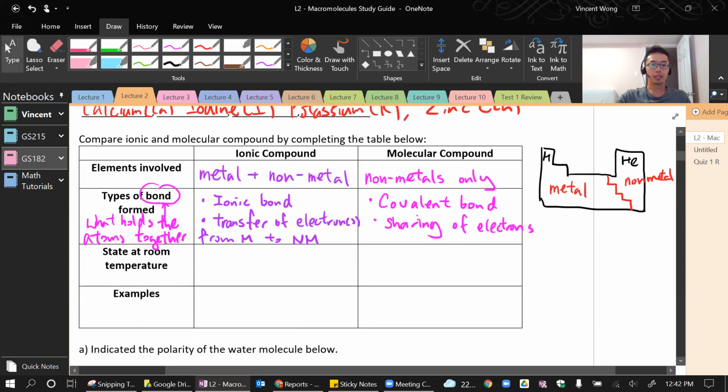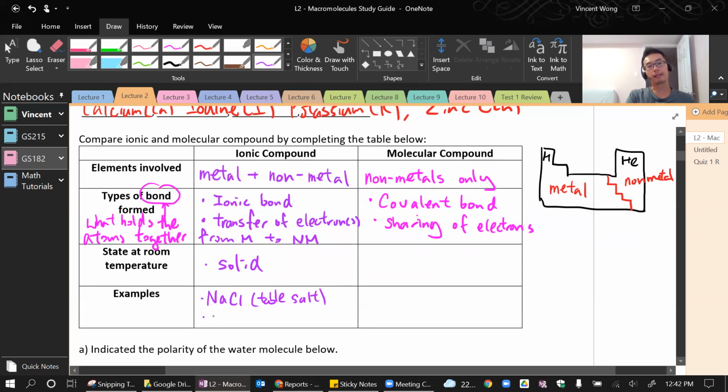Very good. So state at room temperature. For ionic compounds, they are usually solid at room temperature. And an example of that would be something like NaCl, sodium chloride. That is table salt. Okay, that's the stuff you sprinkle on your fries.